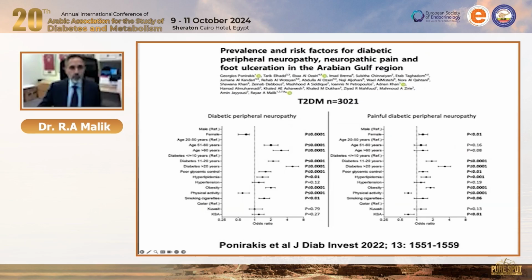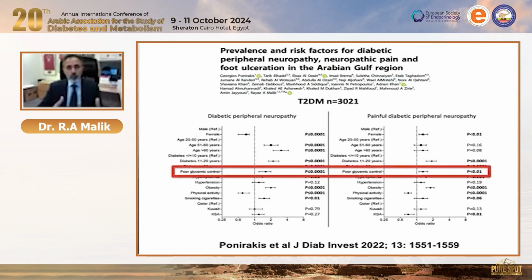And what did we show? Well, actually, really, the traditional risk factors like poor glycemic control, hyperlipidemia, hypertension, obesity, less physical activity, smoking cigarettes. These are all risk factors for both diabetic peripheral neuropathy and painful diabetic neuropathy. So if you accept those as risk factors, then we ought to see what is the evidence out there that improving these risk factors has an impact on neuropathy.